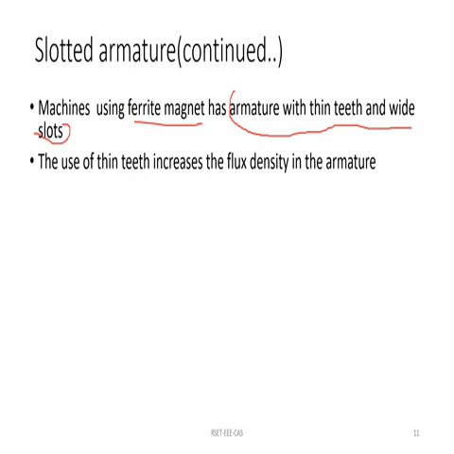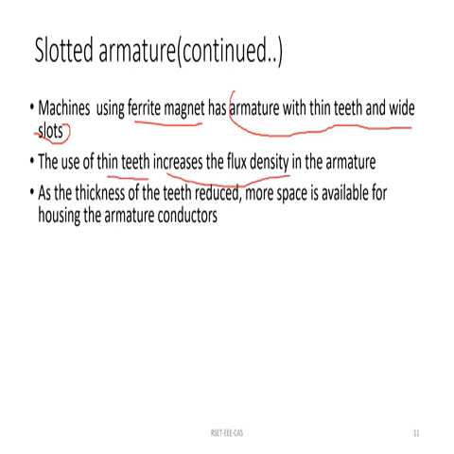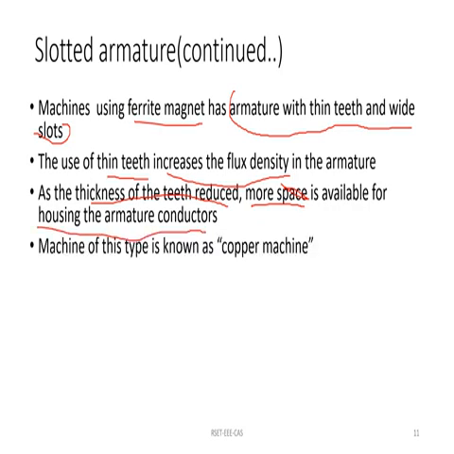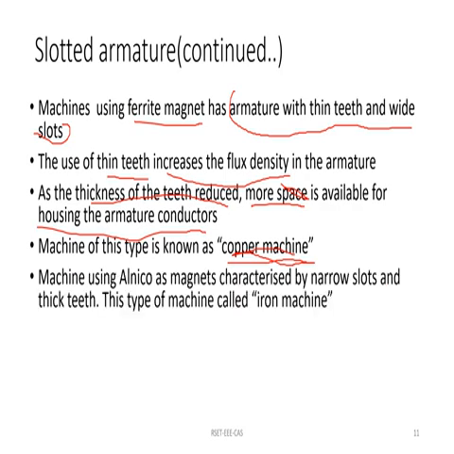Now when we use thin teeth, it increases the flux density, and as the thickness of the teeth is reduced, more space will be available to house or to occupy the armature conductors. And machines of this type, where we have thin teeth, are known as copper machines.